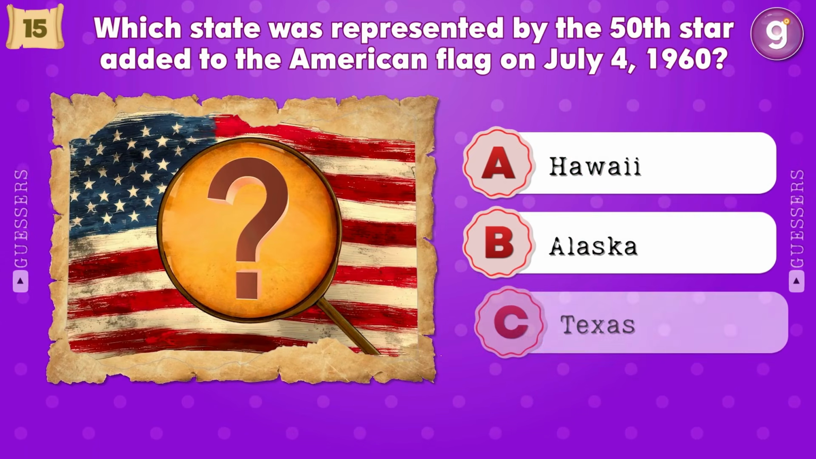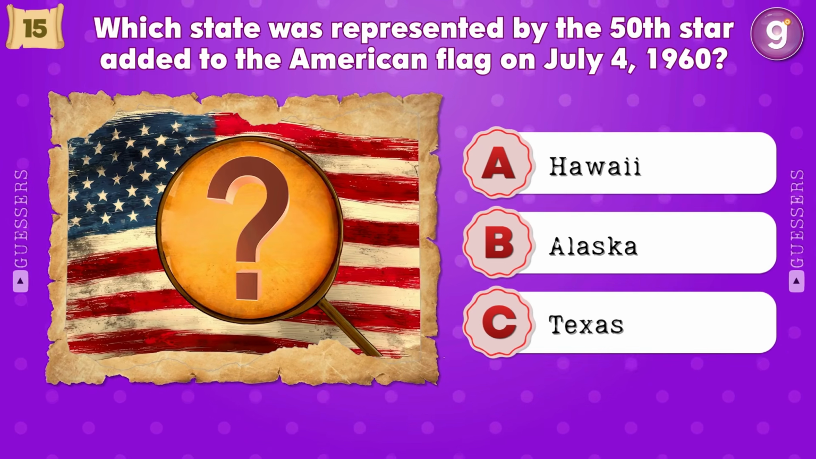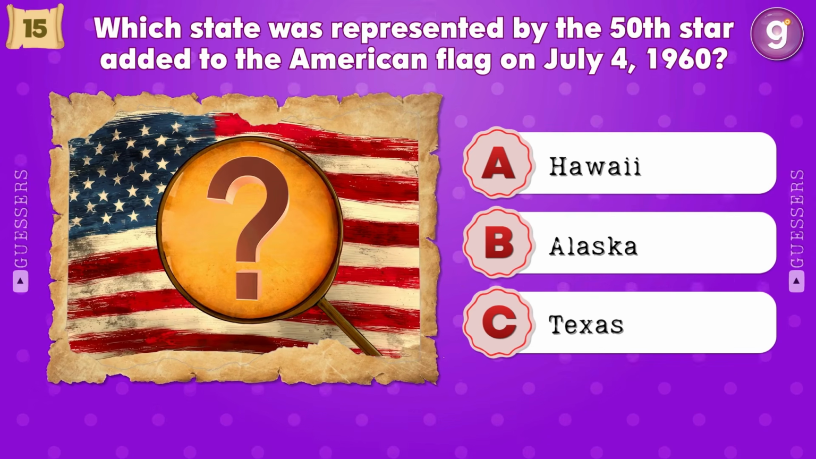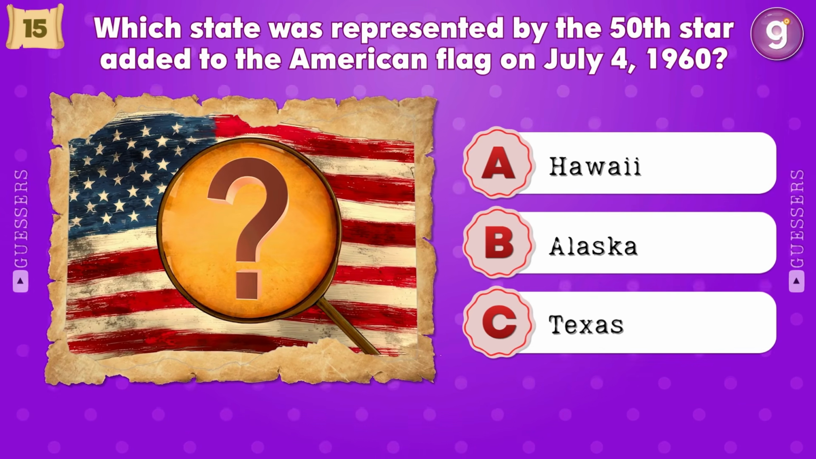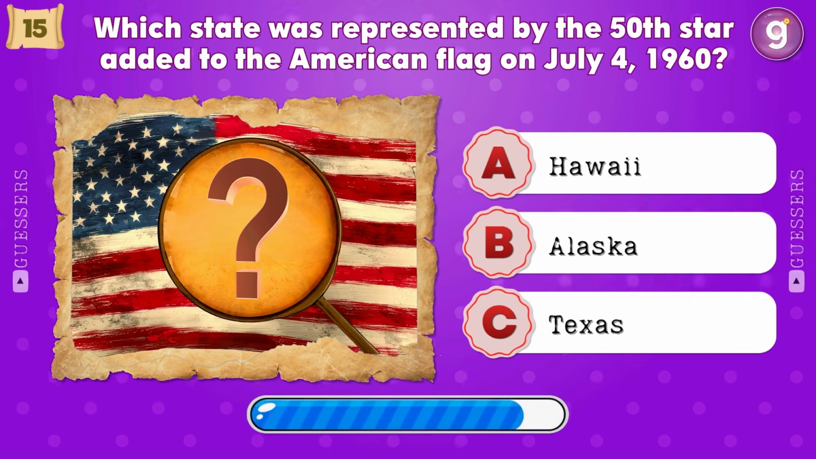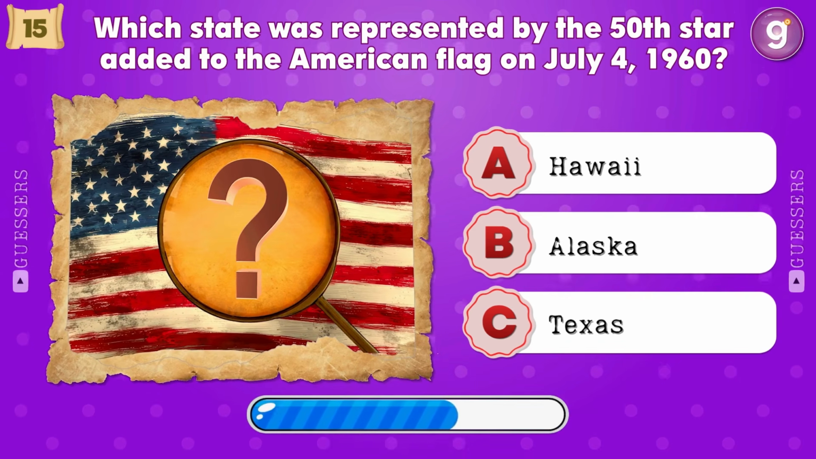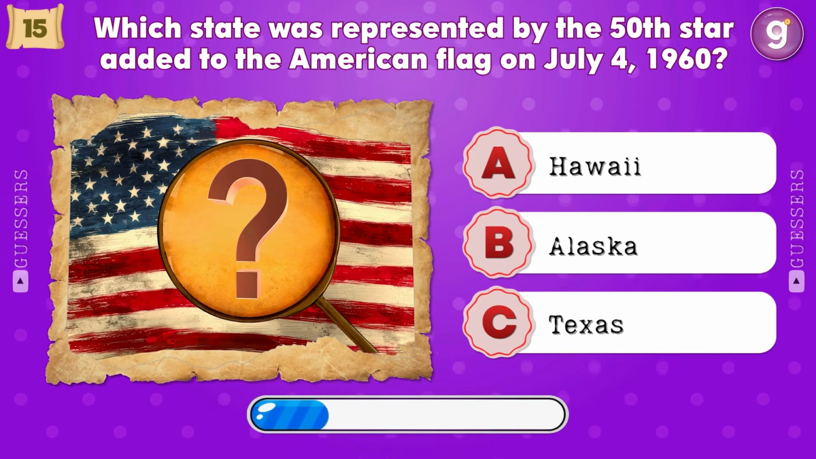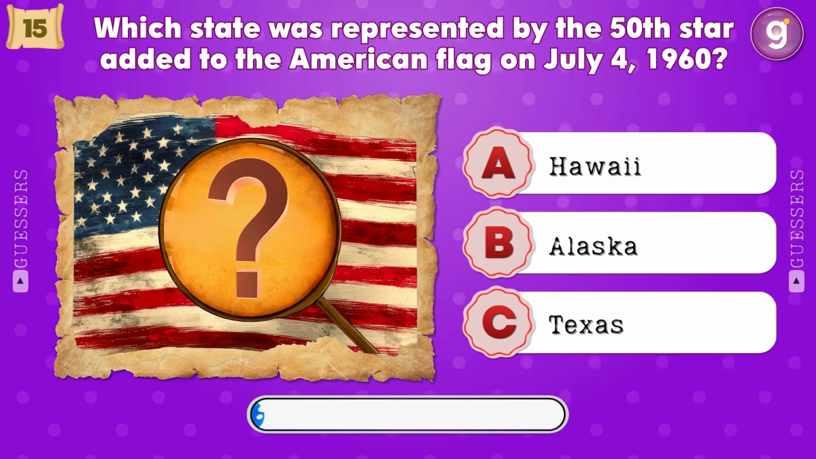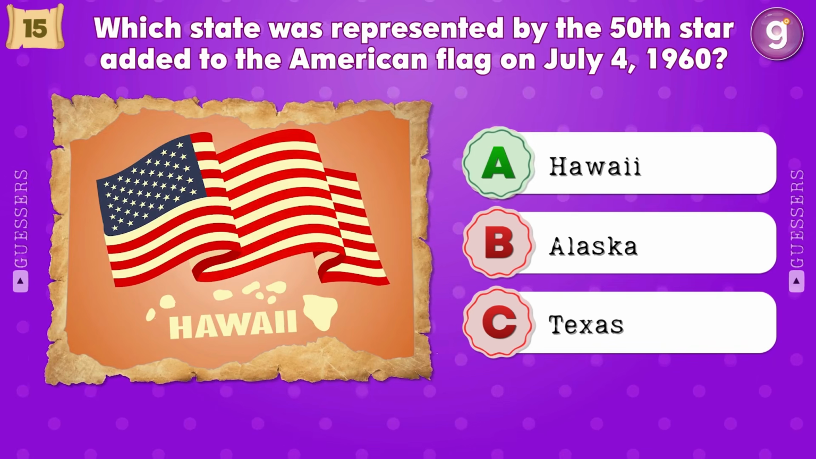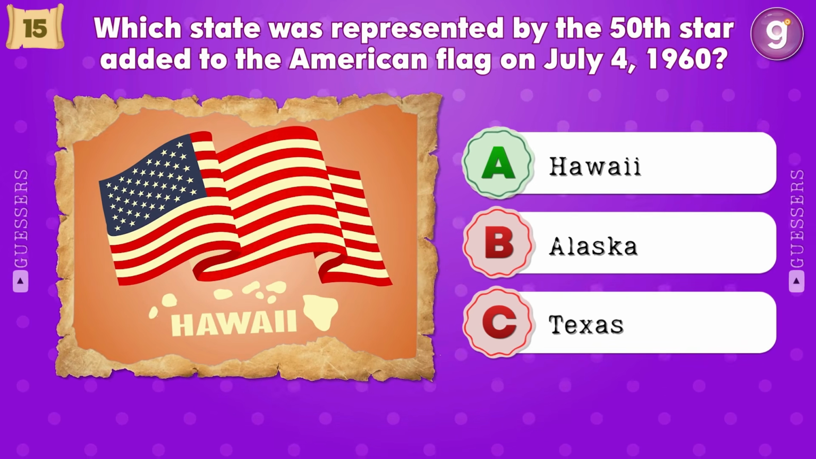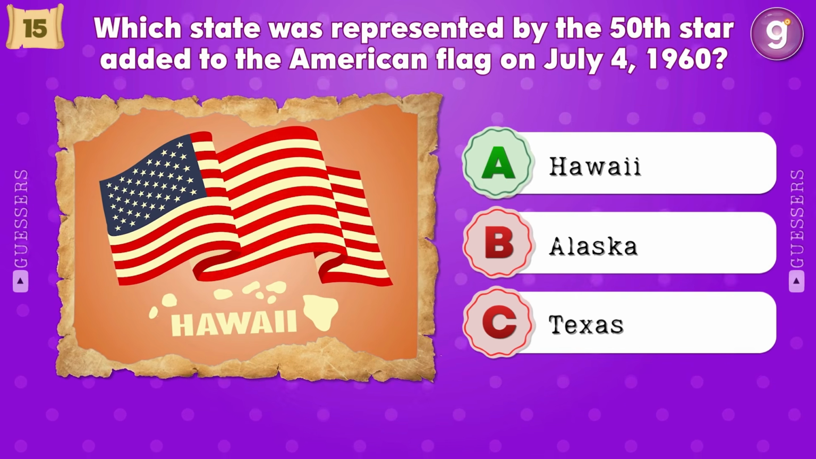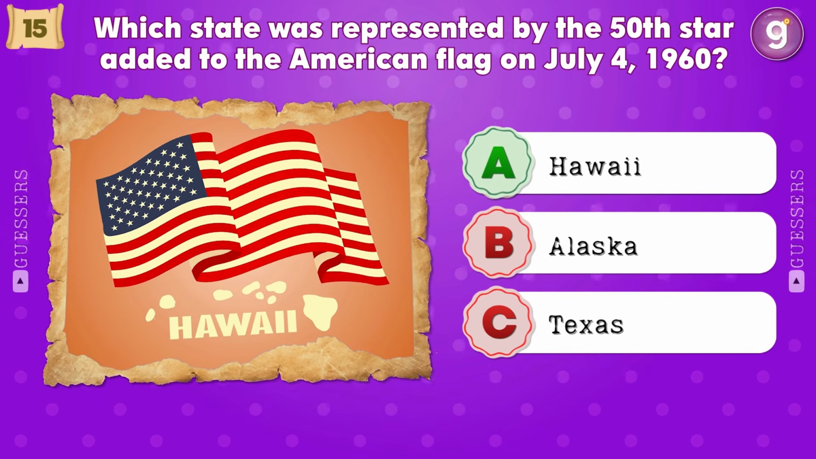Which state was represented by the 50th star added to the American flag on July 4, 1960? Was it Hawaii, Alaska, or Texas? Hawaii became the 50th star on the American flag on July 4, 1960, after joining the Union the previous year.